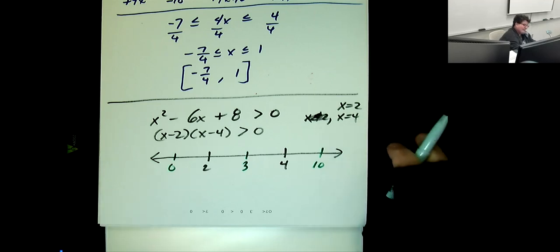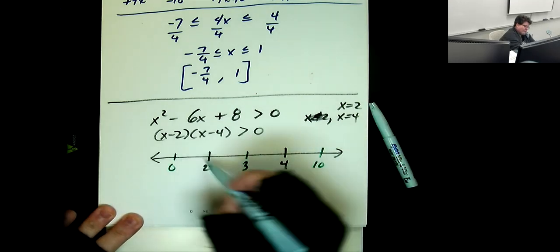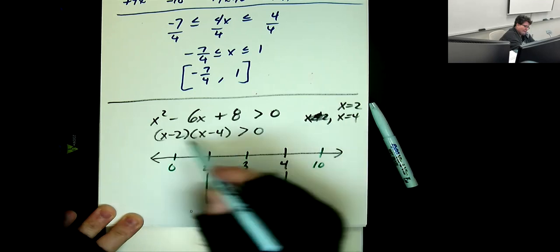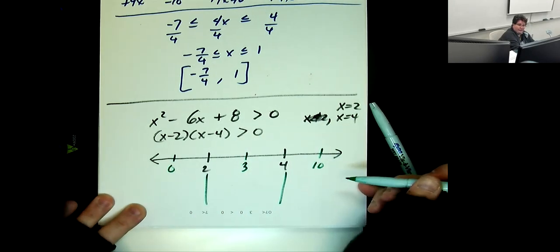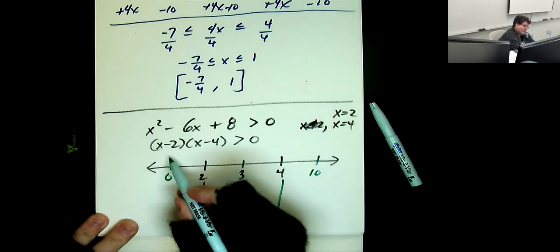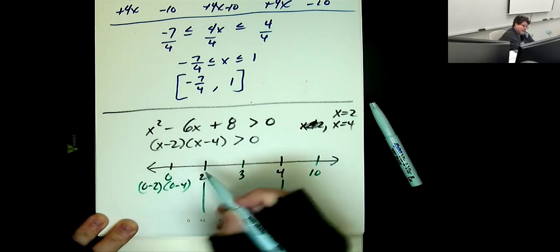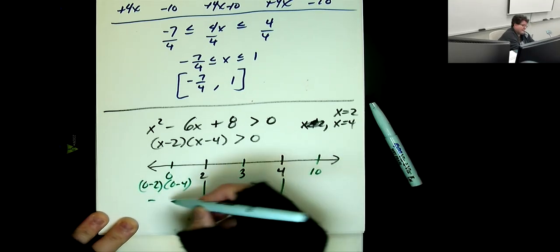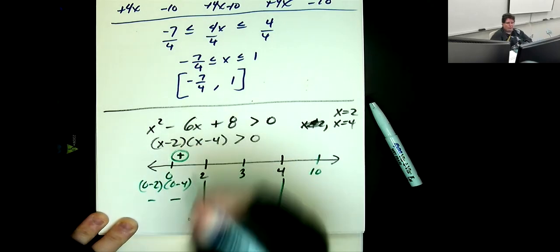Yeah. So we check regions. For each region up above, for each number that's green, we're going to plug it here. We want to see if it's positive or negative. So if I plug in 0, I've got 0 minus 2 and 0 minus 4. This parentheses is negative and that parentheses is negative, which means this overall region is positive when we multiply them together.